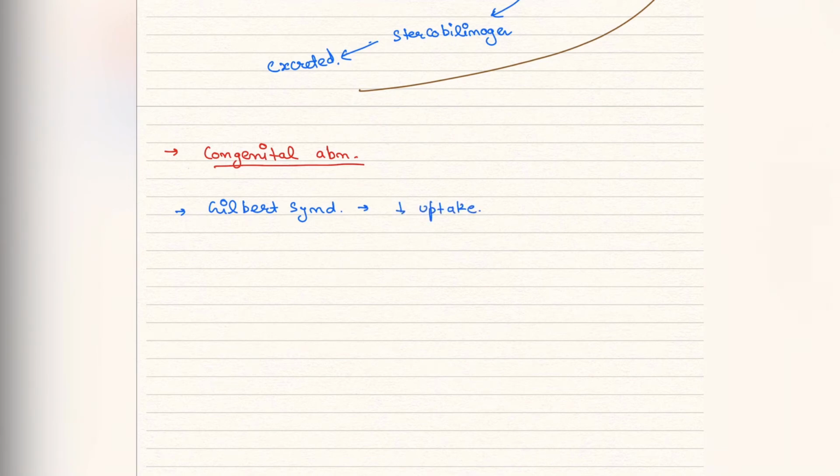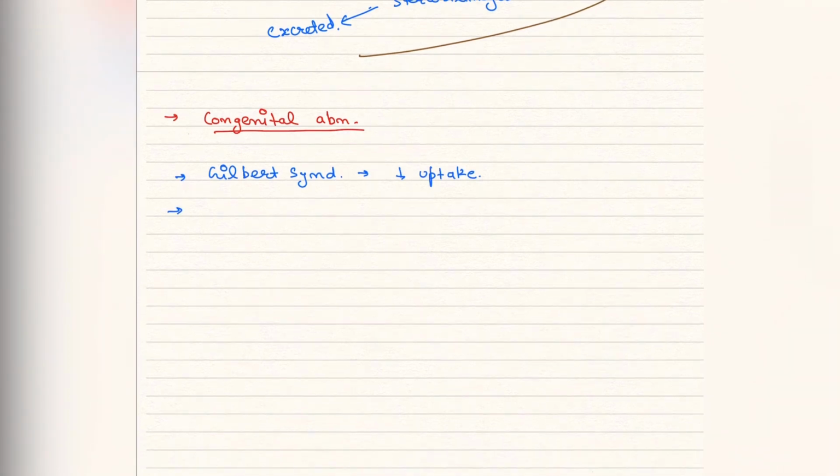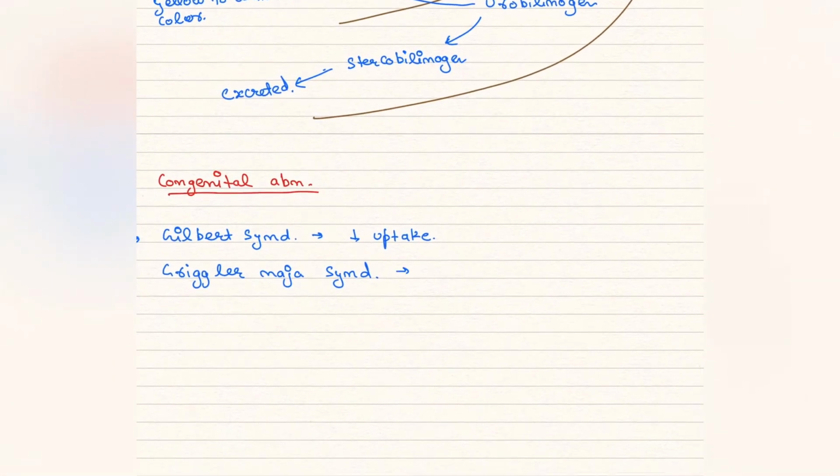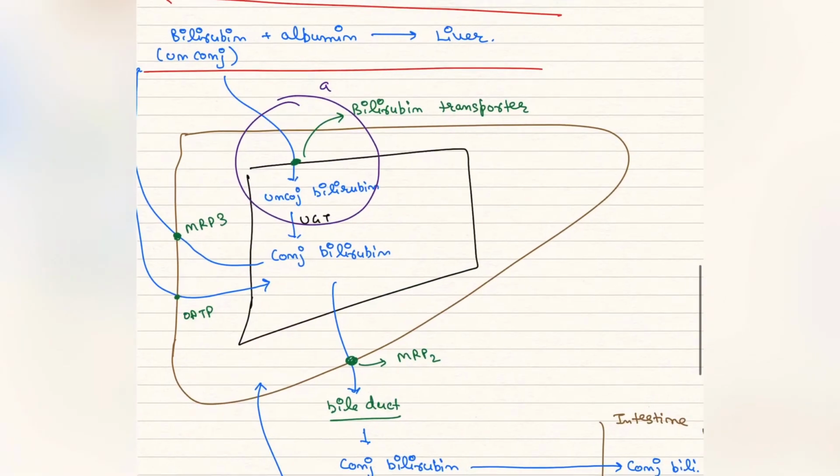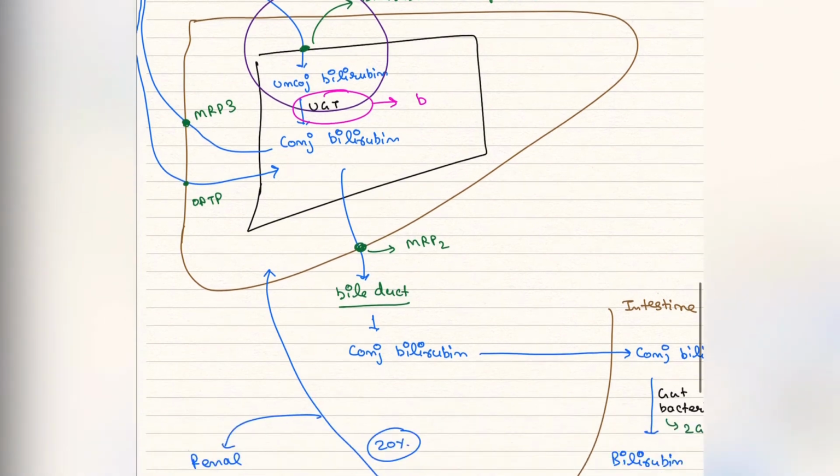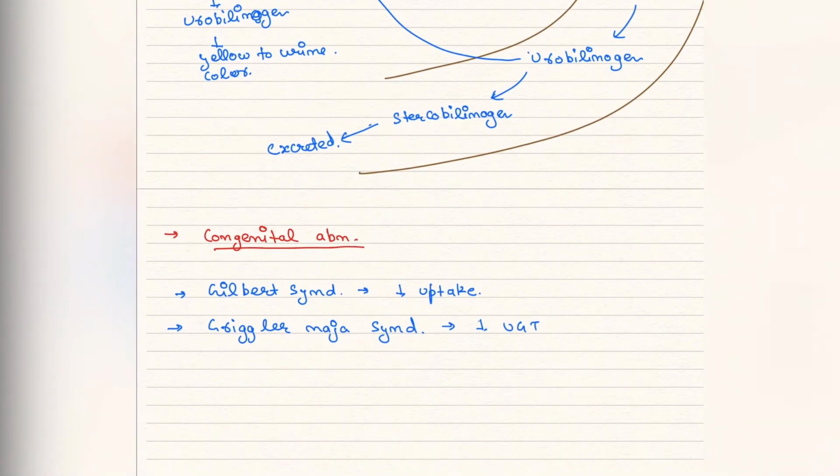Because of that, more unconjugated bilirubin is present and the conjugated bilirubin will not form. Then the second one is Crigler-Najjar syndrome. Crigler-Najjar syndrome happens when there is a mutation causing a decrease in the UGT enzyme. So this is A, and this is B.